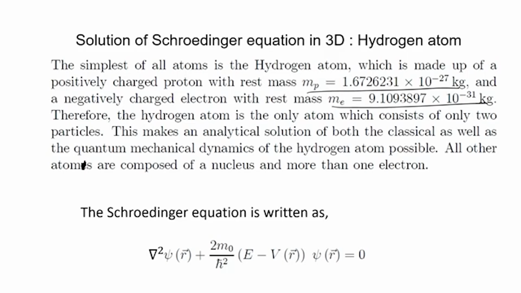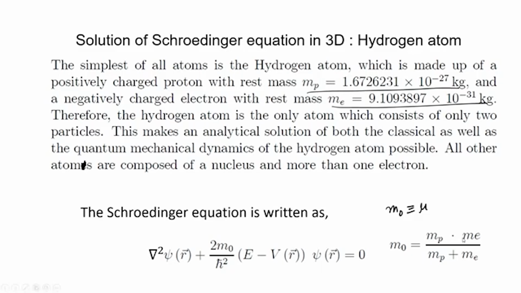So, in any case, the Schrodinger equation for this case looks like this: Laplacian of psi, which is del square psi, plus 2 m naught by h cross square (E minus V) psi, and so on. And this m naught is the same as mu. You would see that most often it is written as mu, which is the effective mass, written as the mass of the proton multiplied by the mass of the electron divided by their total mass. That is called the reduced mass or effective mass, whichever you want to call it.